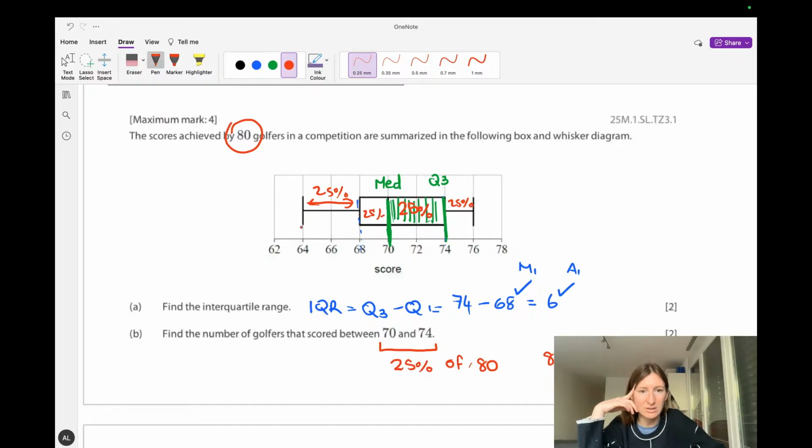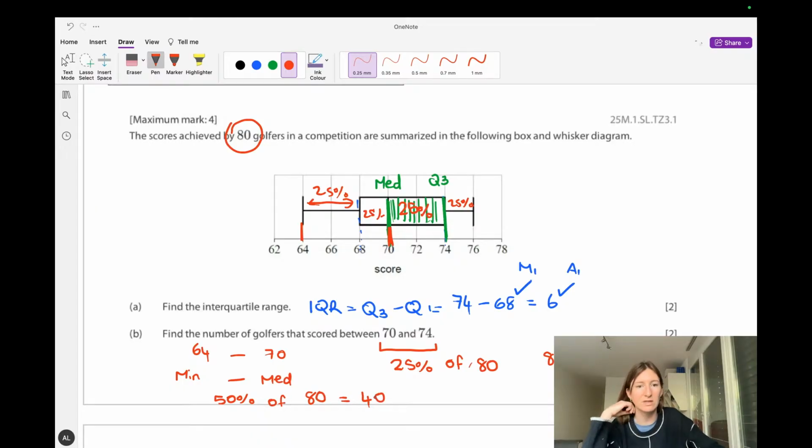Let me change the question slightly. Let's say it's between 64 and 70. So find the number of golfers between 64 and 70. So you think, okay, 64, that's my minimum, and 70 is my median. Well, between my minimum and my median, that is 50% of the data. So 50% of the golfers is 50% of 80, which is half of 80. So 40 golfers scored between those values. Very common question that people get thrown off by, but it's actually quite easy.